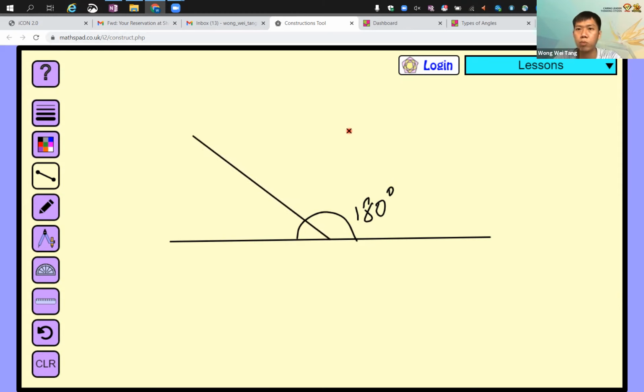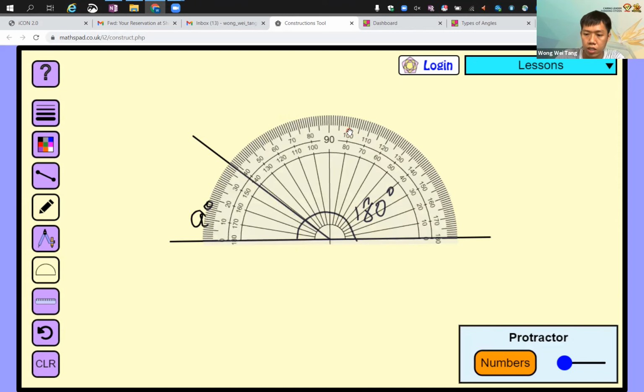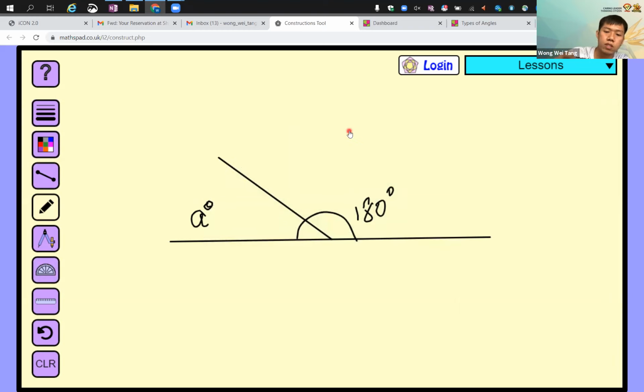Let me just randomly put it here first. Let's call this angle A. If I want to find out the value of this angle, I'll need a protractor. So we align our protractor and we read from 0. In this case, the 0 is the outer scale. So you continue reading up 0, 10, 20, 30, until about 38. So this value over here is 38 degrees.